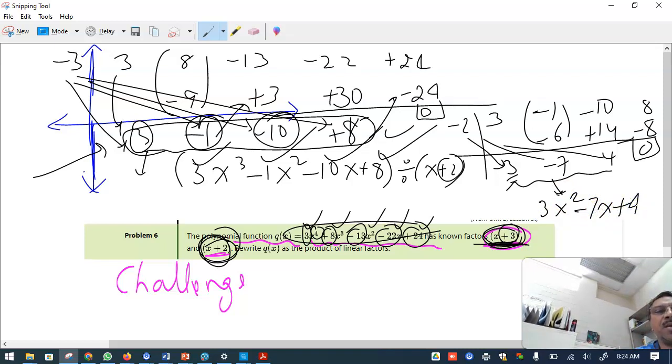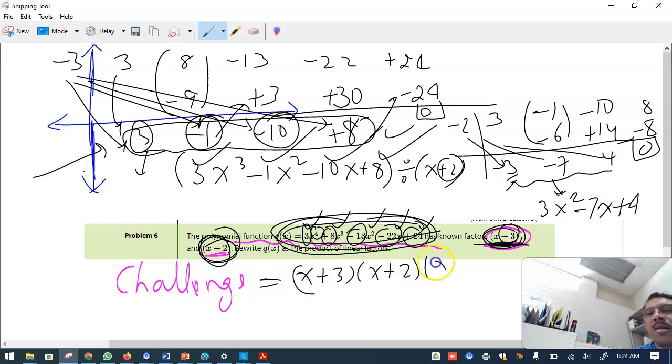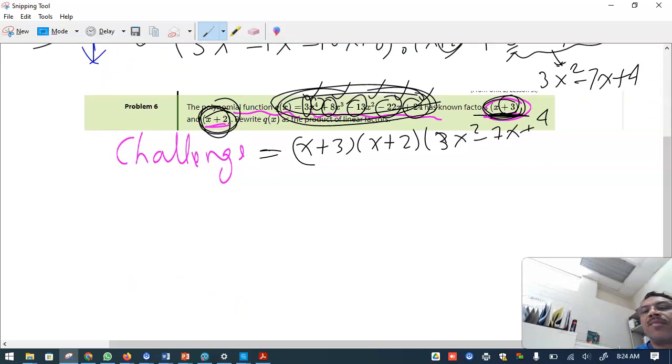So we started with the original polynomial, and what we get is x plus 3 is one factor. The second one was x plus 2, and now we got 3x squared minus 7x plus 4. So now we have to further split this. How you do this is the quickest method that I showed you.